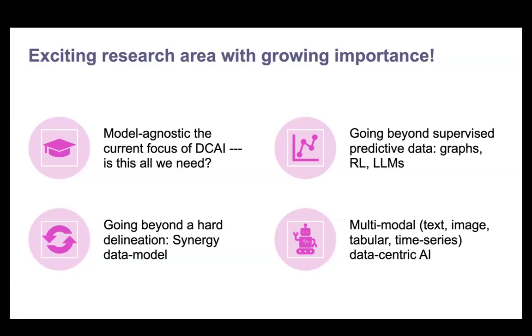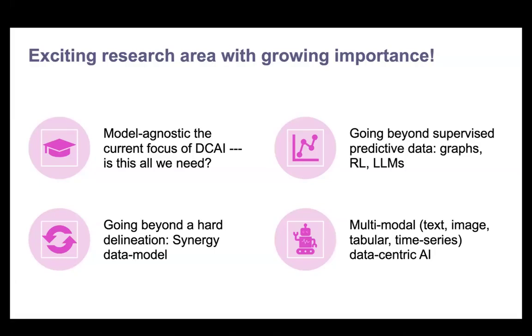The first is that right now in the data-centric AI community, the question has been how we can build methods which are model agnostic, irrespective of the task and the model. The question is, is that all we need? Should we be tailoring things a bit better? The second is that we need to go beyond supervised data, to graph data, to RL, to LLMs, because these issues of data fall into these areas as well.